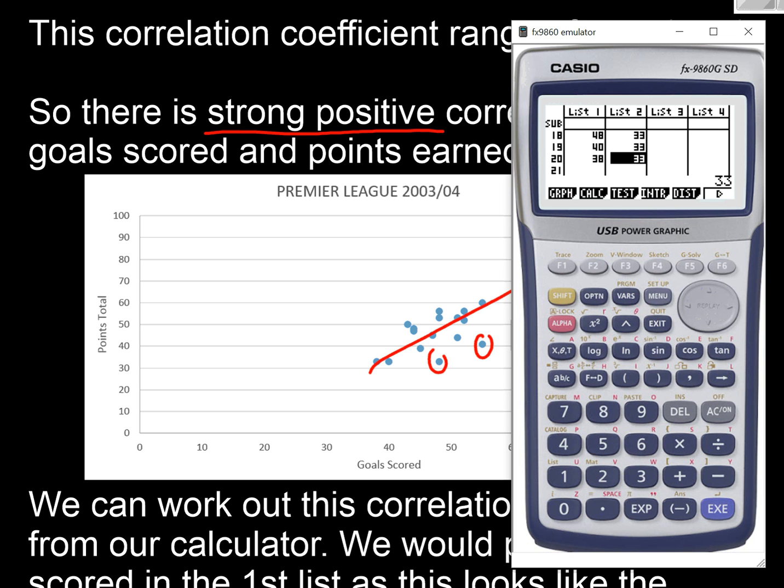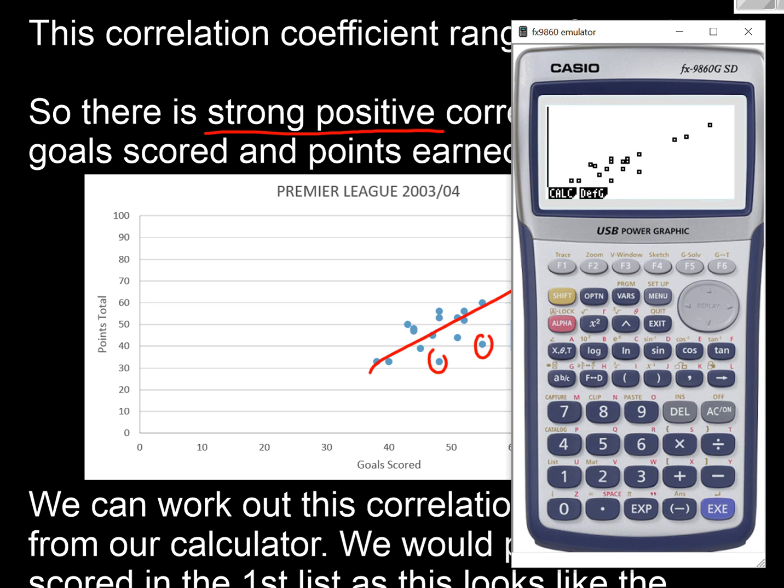two variable approach in our calculator. So we put those in. First way of having a look at the data is to just go in and have a look at the graph. Here we go with the graph. And here we've got our scatter diagram, just like the one we've got here from our spreadsheet.